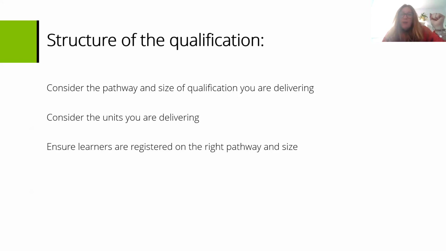In the sport level 2, we only have one pathway, that's sport, but at level 3, we've got 5 pathways. But it is important to consider the size of qualification, award, certificate, extended certificate, or diploma, which is relevant to your centre. Consider the units you're delivering and ensure that learners are registered correctly. So make a friend of the exams officer and make sure that students are being registered correctly, because if they're not, that can cause a lot of issues further on down the line.